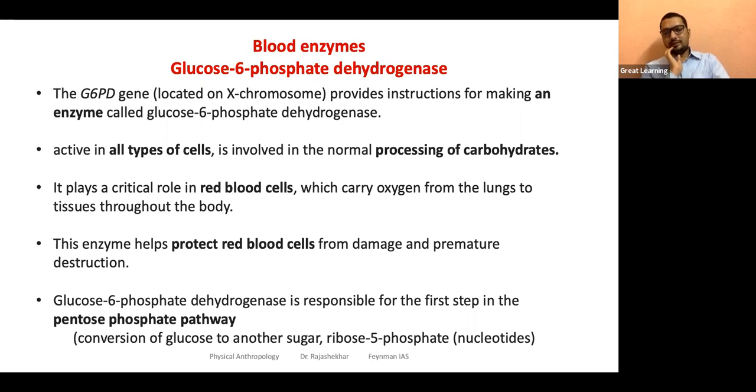So what is its function? G6PD, coded by a gene present on the X chromosome, is present in almost all cells of our body and is important in processing carbohydrates. Sugars that we normally take in, to metabolize them, we need the G6PD enzyme. The product of this gene, present in almost all cells, is involved in processing of sugars or carbohydrates.